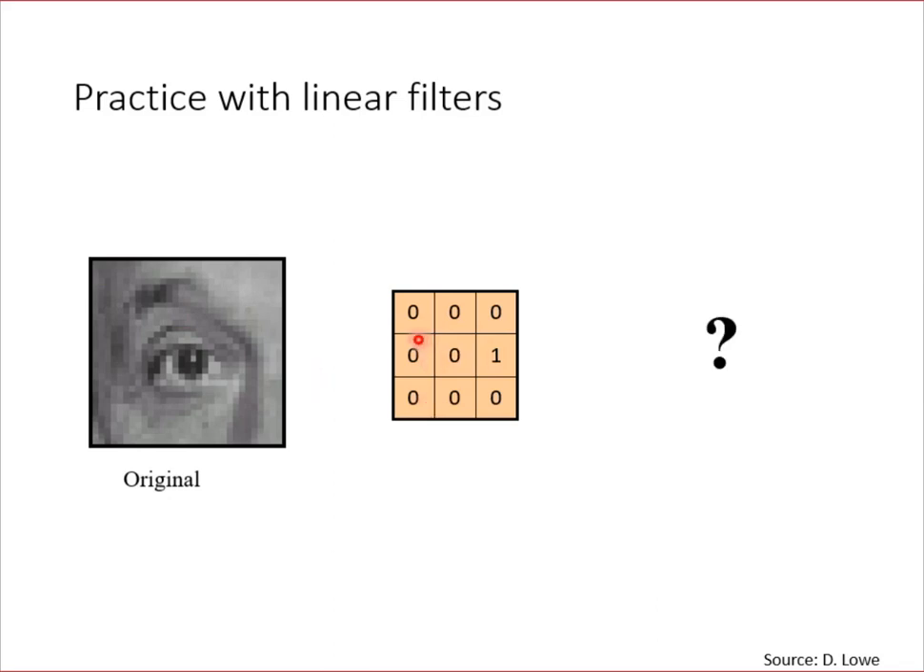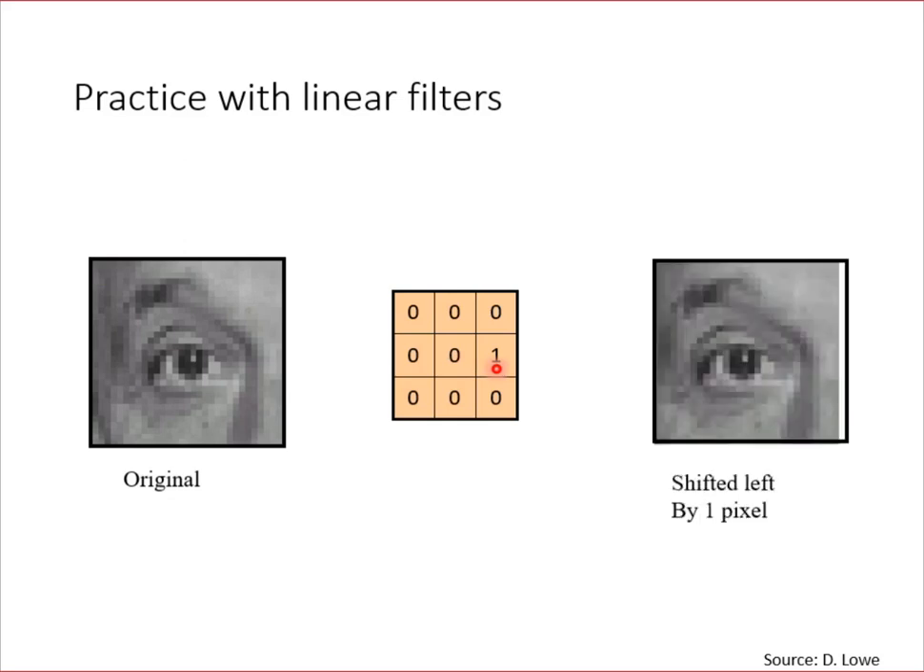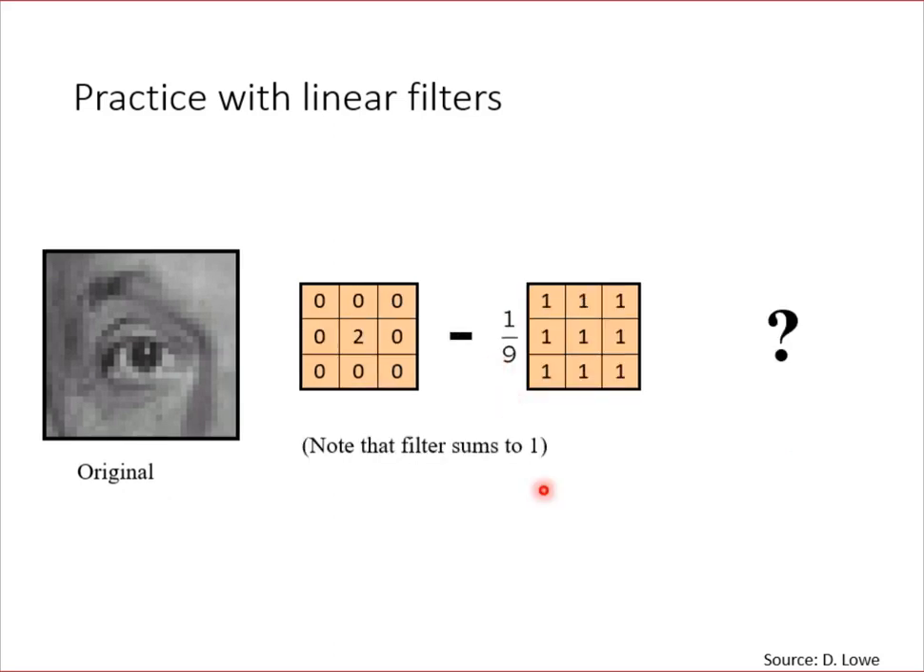And if I have another filter, where most of the values are 0, and only at the right pixel the value is 1, then guess what we get? The picture is shifted. Good, very good. The picture is shifted. And okay, let's take another.